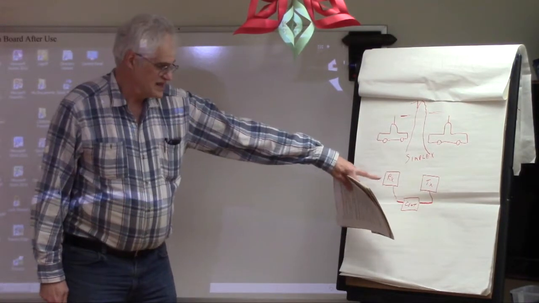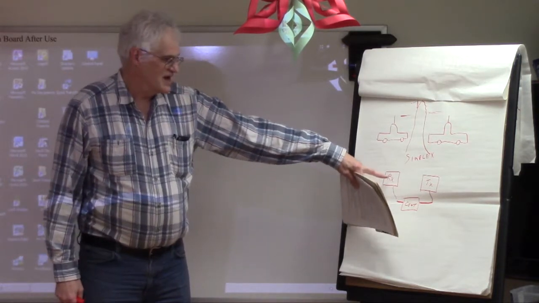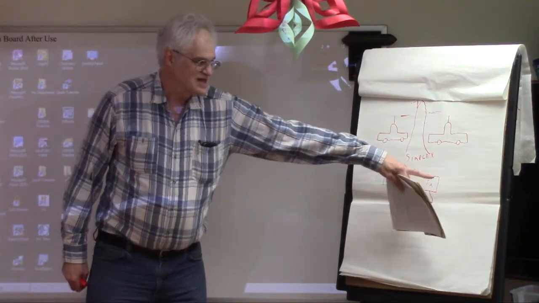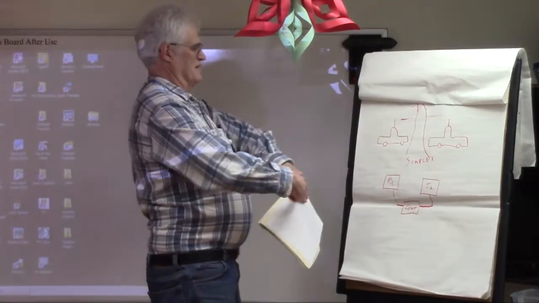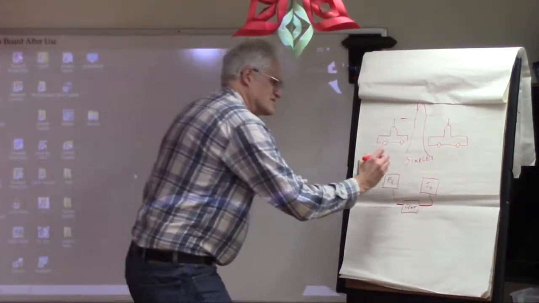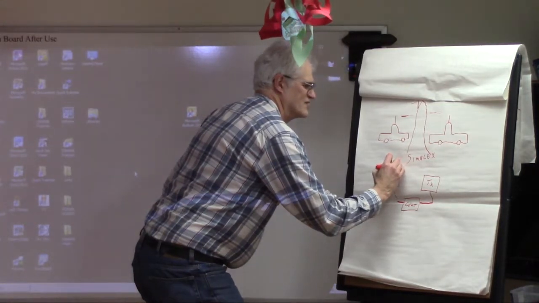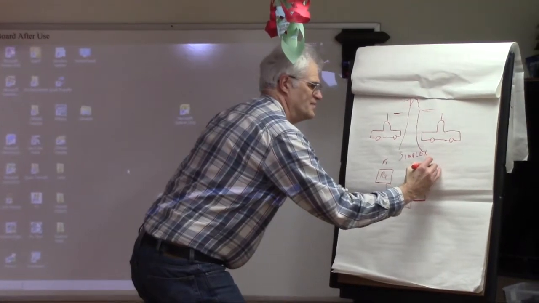So why it's called a repeater, it repeats everything in here. Everything that is coming in the receiver goes through the controller and simultaneously goes out the transmitter. So in this case, we'll call this frequency number 1 and frequency number 2.